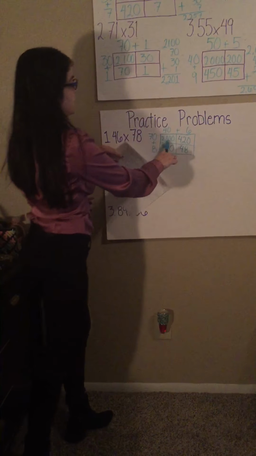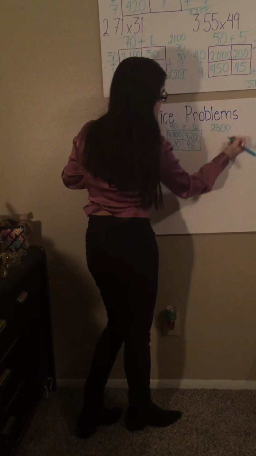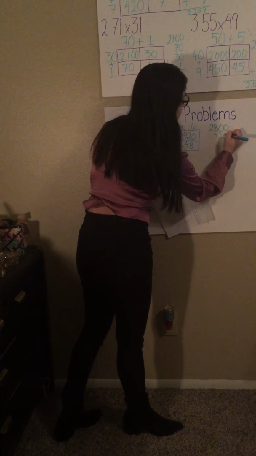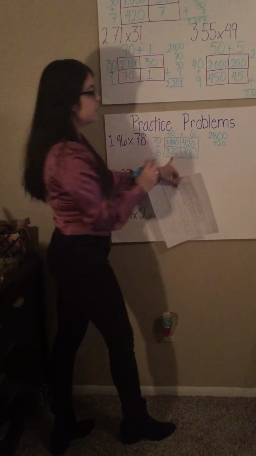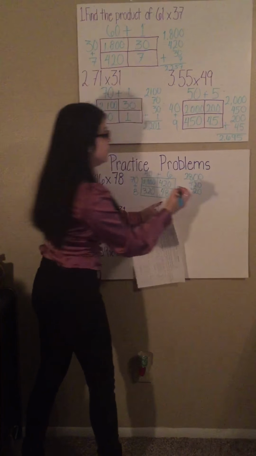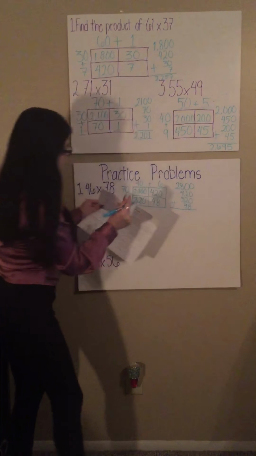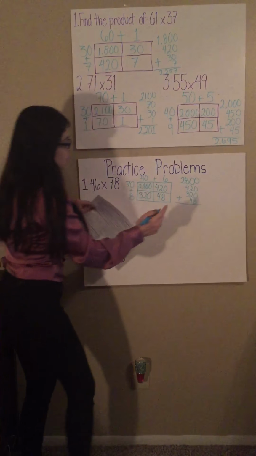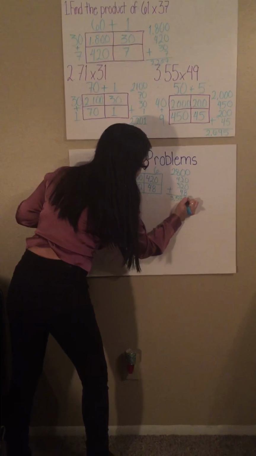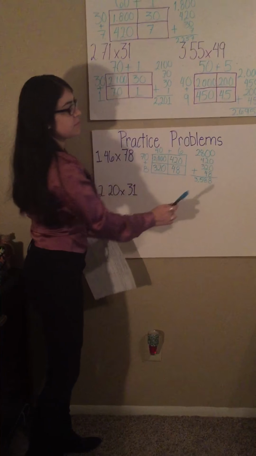And now we can add all of these together. So we have 2,800 plus 420 plus 320 plus 48. And that's going to be 3,588. And it's going to be our final answer.